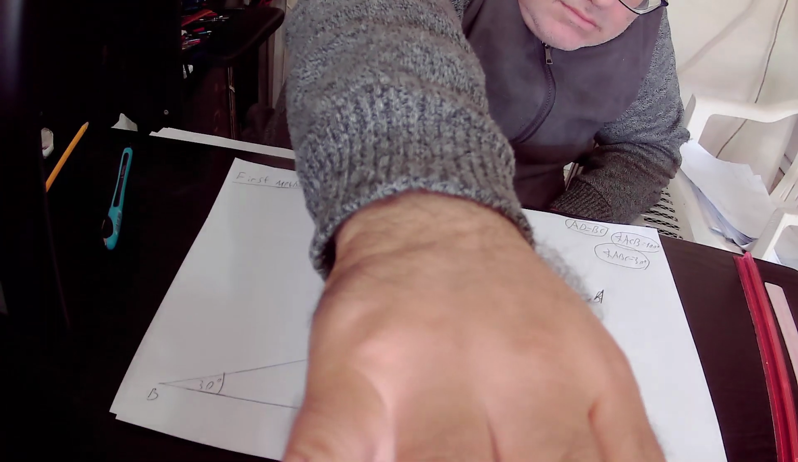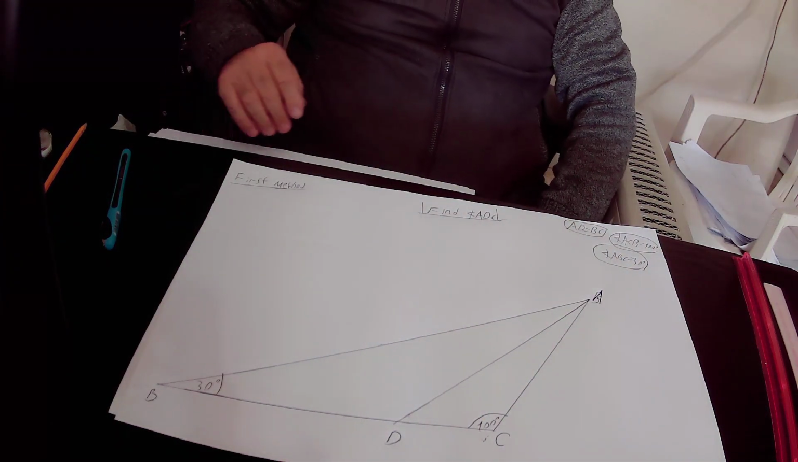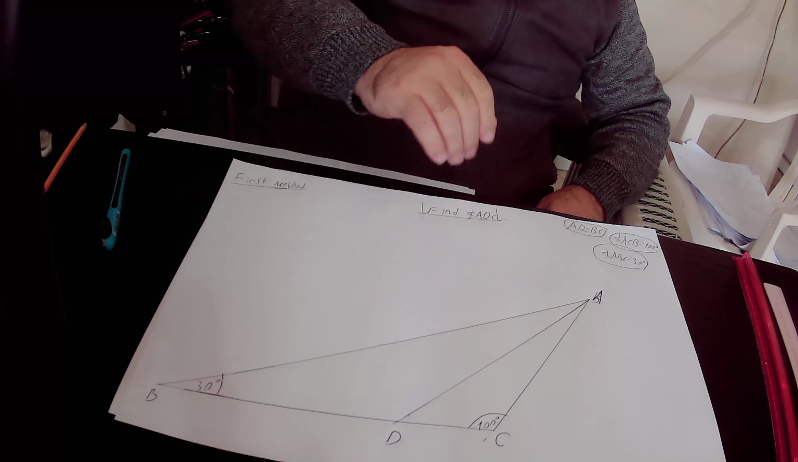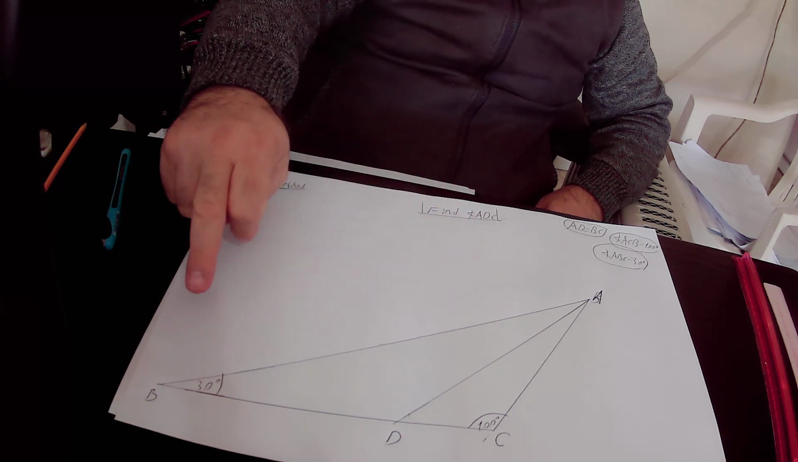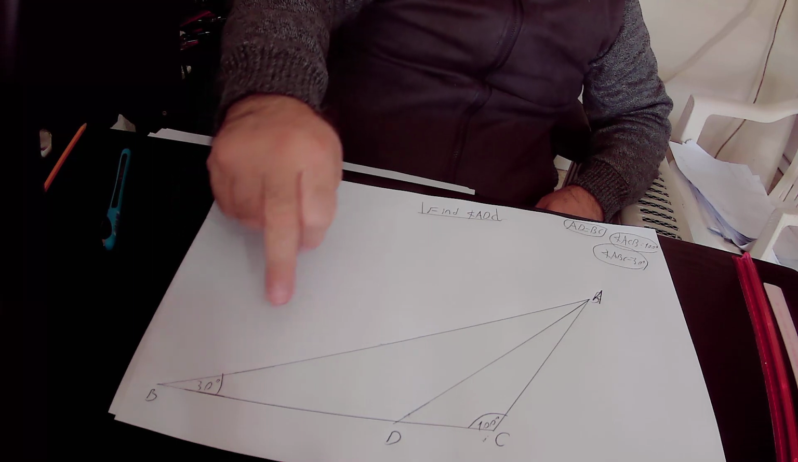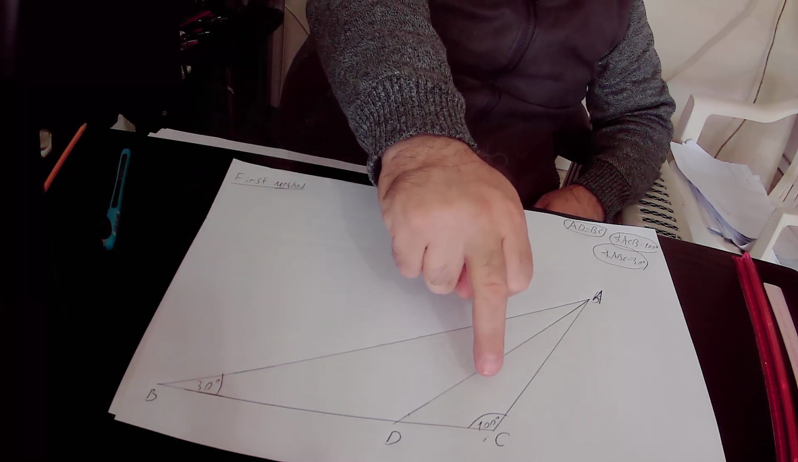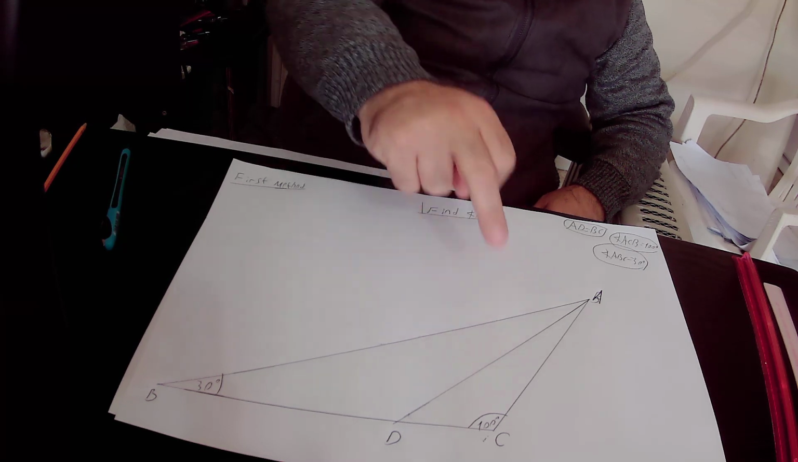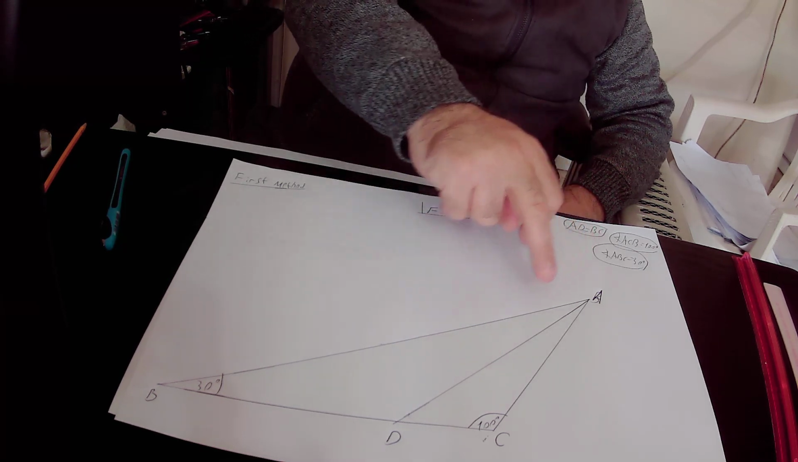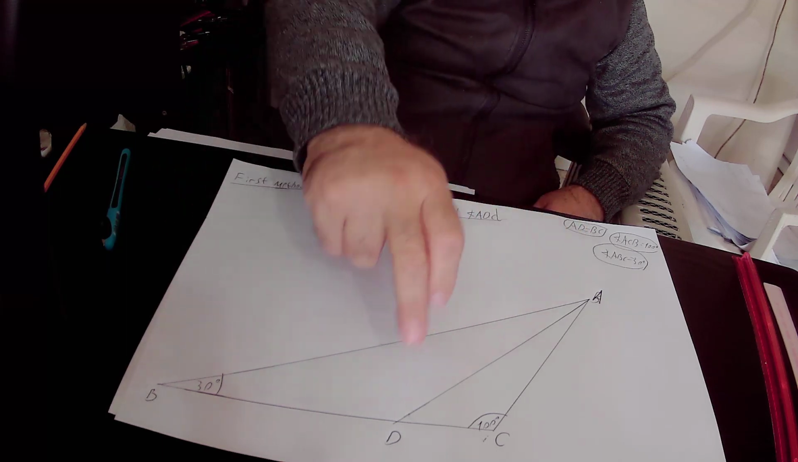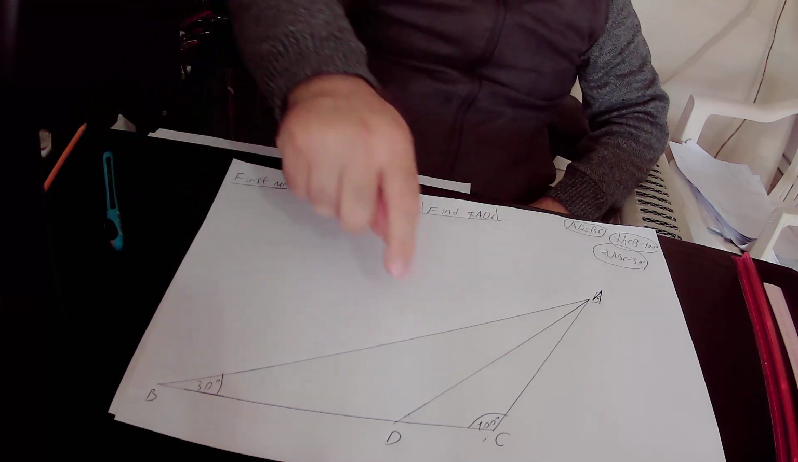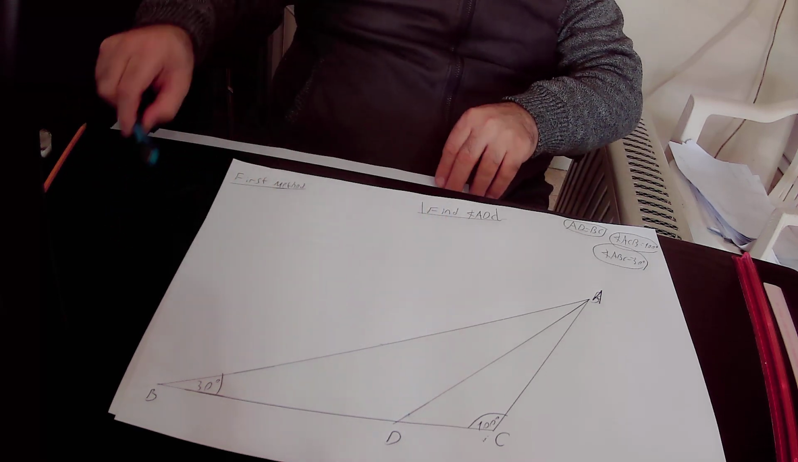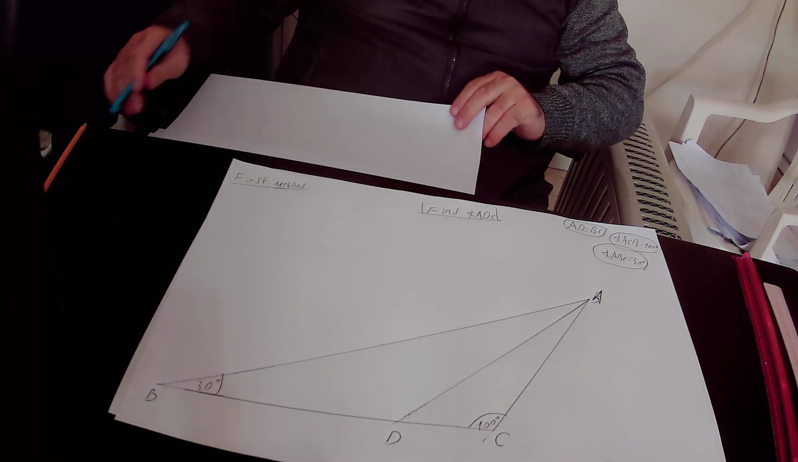Now, in this lecture, we will find out the value of angle ADC using two different methods. In the drawing, we have triangle ABC. We know that angle ABC equals 30 degrees. Angle ACD equals 100 degrees. We also know that side BC equals side AD, and we want to find the value of angle ADC. So we'll start with the first method.